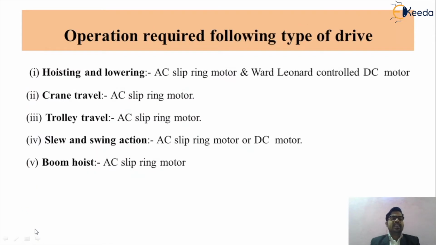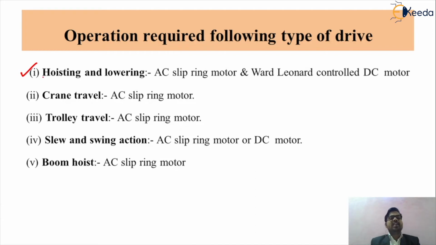So let's check what are the different types of operations which will be required, and what are the different types of drives. Friends, there are different operations in concern with different types of industry. These are the types of cranes and hoists where we are using drives in various applications, and depending upon that we are finding out some of the operations for which we will require some type of drive or motor. The first operation is called hoisting and lowering.